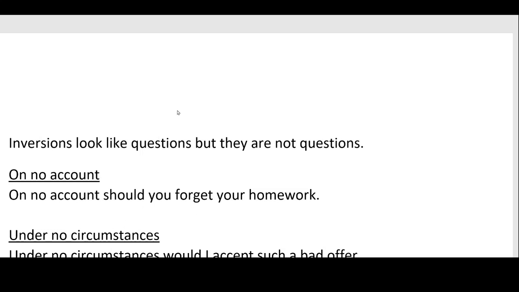Okay guys, this is going to be the second video on inversions. It says here, inversions look like questions, but they are not questions. So if you look at this, should you forget your homework, it's structured just like a question, right? Where we put the auxiliary verb first, and then the subject, and then the rest, okay?